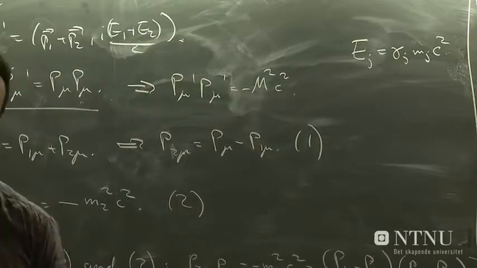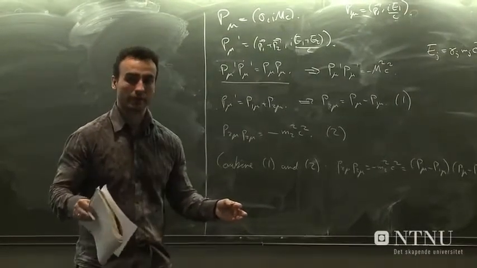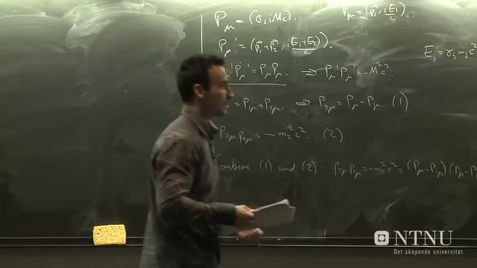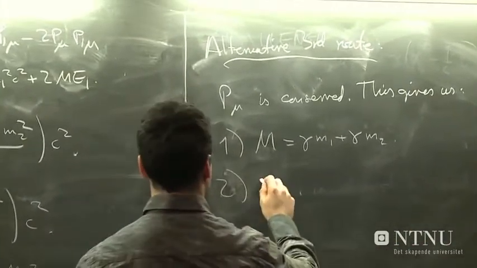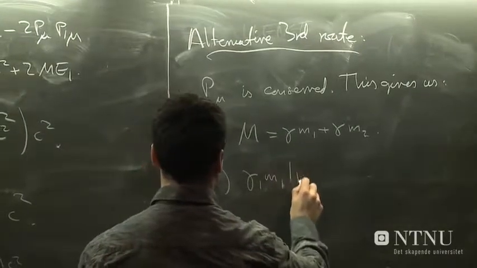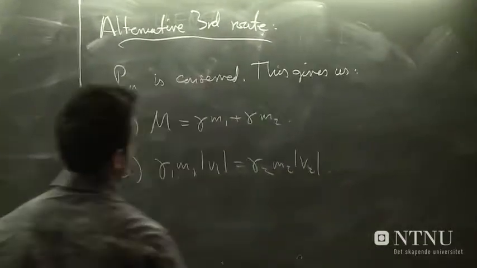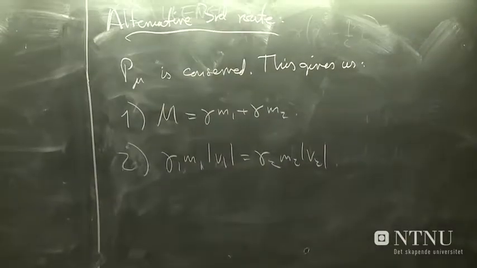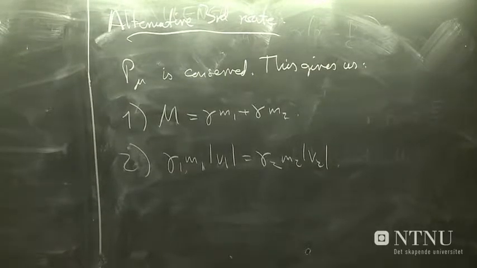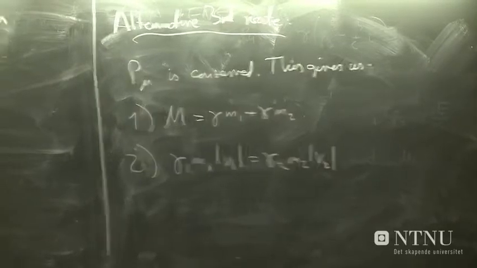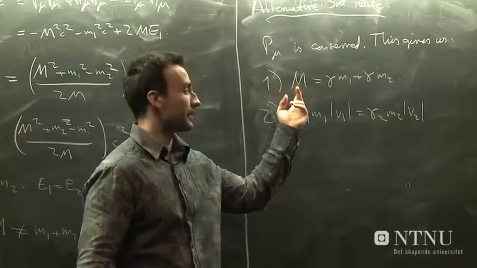Because if we're supposed to be in the center of mass system, and the particles have different mass, well, the velocities also have to be different to get total momentum equals 0. So that would be one equation, and that would be my second equation, which states that the three-momentum should be conserved. So this equation comes from the fourth component, and this from the three first.